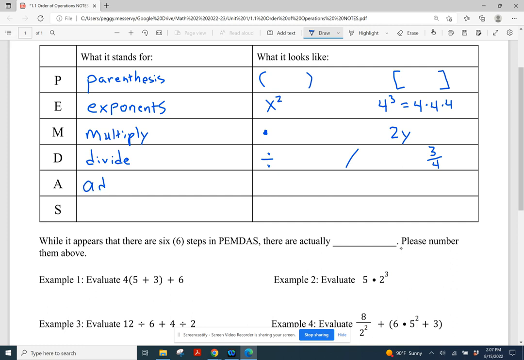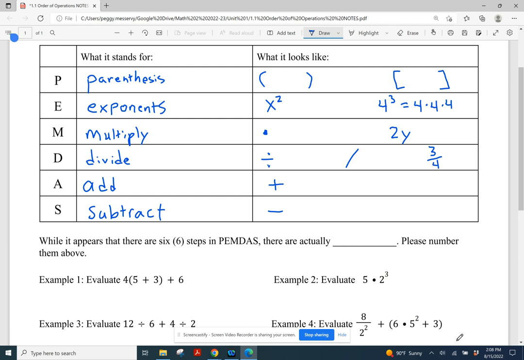A is for add or addition, and we'll use the plus sign for addition. S is for subtract or subtraction. And then, of course, our subtraction symbol looks like that.